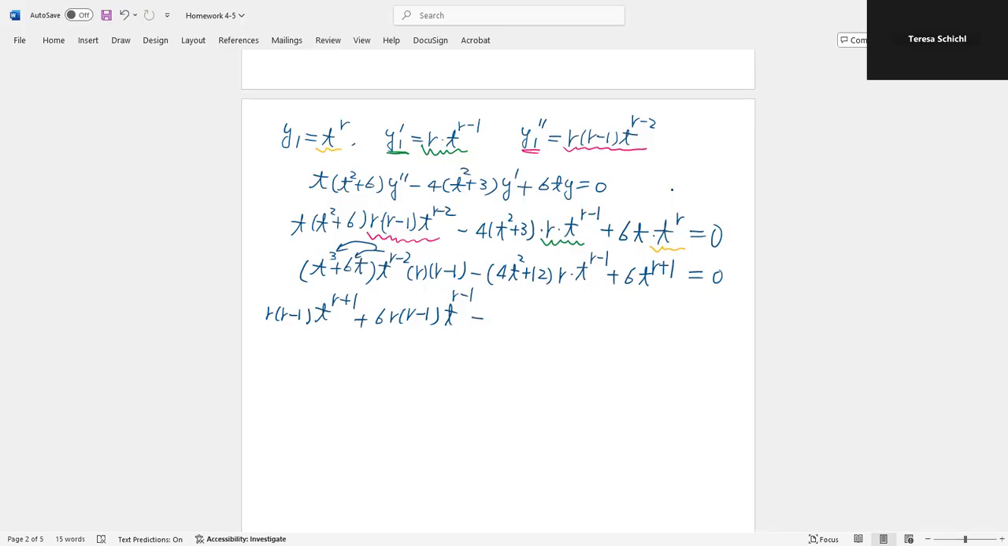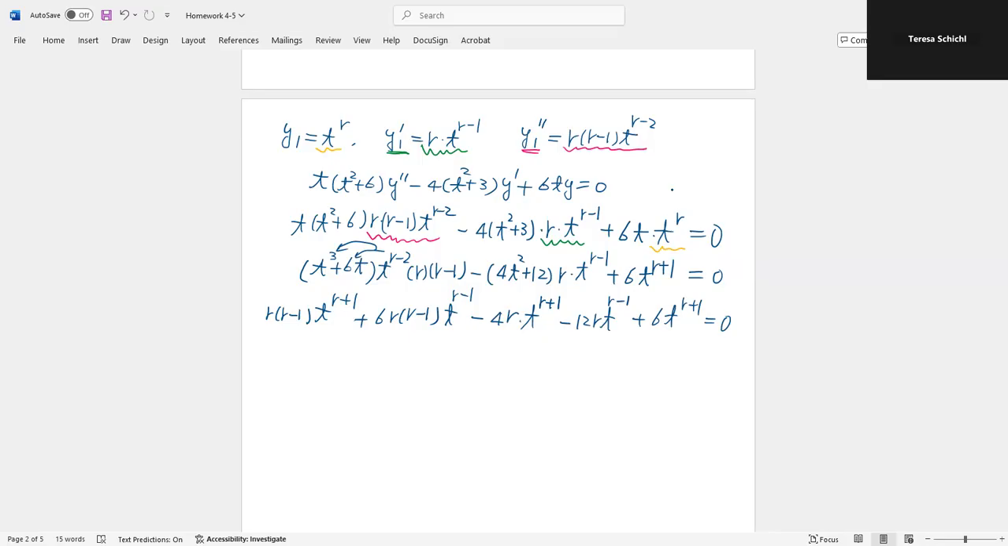Then minus, the same distributive property, 4t times r, so it will be minus 4r, then t to the r minus 1, then here is t squared, so I have 4r times t to the r plus 1, okay, then minus 12r t to the r minus 1, okay, plus 6t to the r plus 1 equal to 0 here.